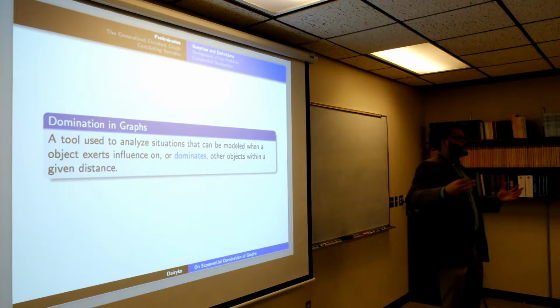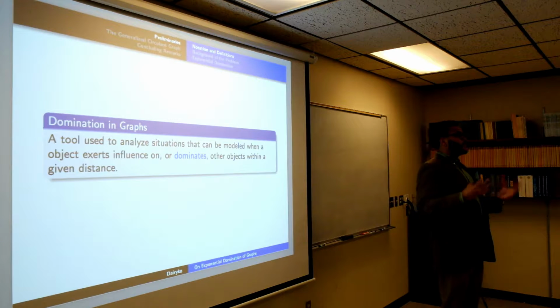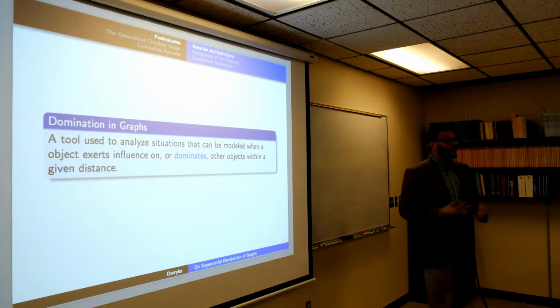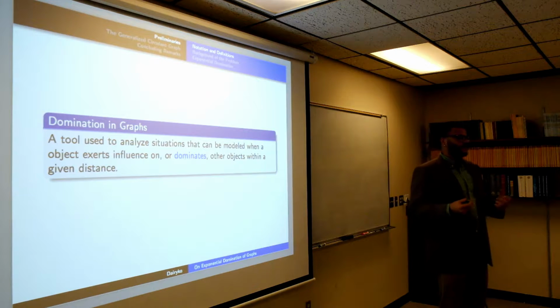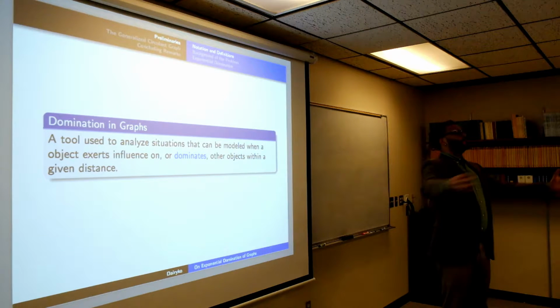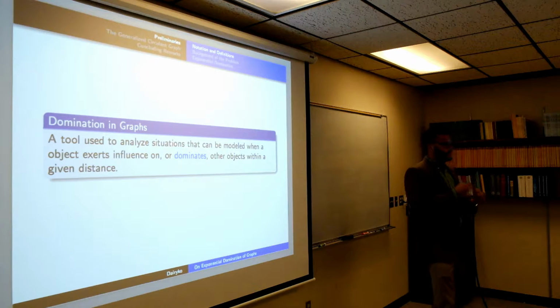So overall, big picture, what is exponential domination? It is contained in something called Domination Theory. So domination in graphs. It's a tool used to analyze situations in which an object exerts influence on the surrounding objects. So in terms of a vertex, we have a vertex that exerts influence on its surrounding vertices.